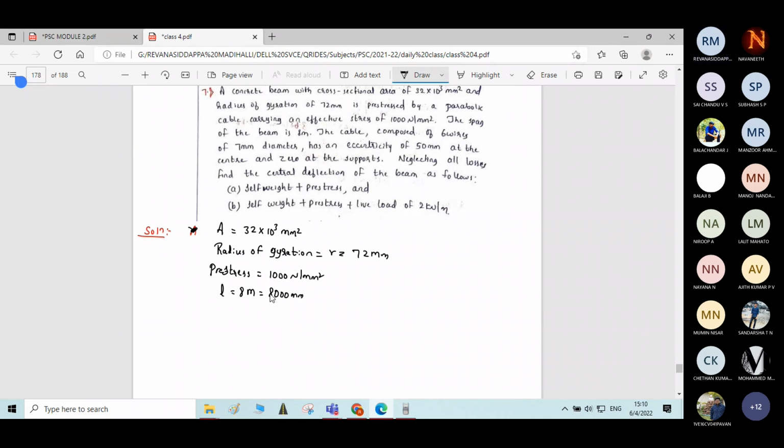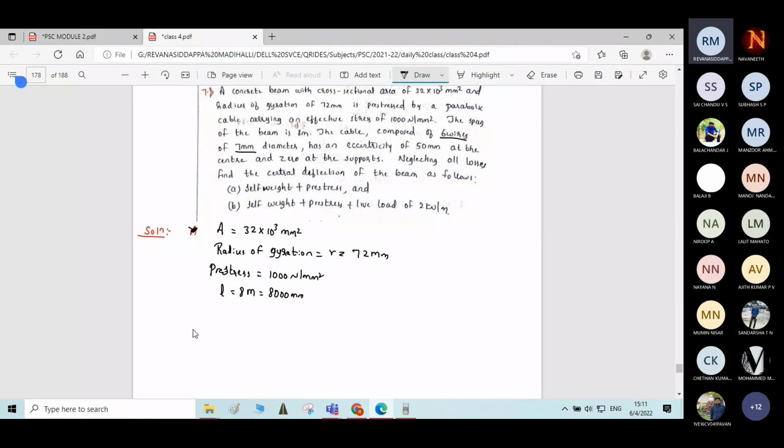The cable is composed of 6 wires of 7 mm diameter, and has an eccentricity of 50 mm at the center and 0 at the support. It is a parabolic cable only. Now, how many cables are given? There are 6 wires having 7 mm diameter.